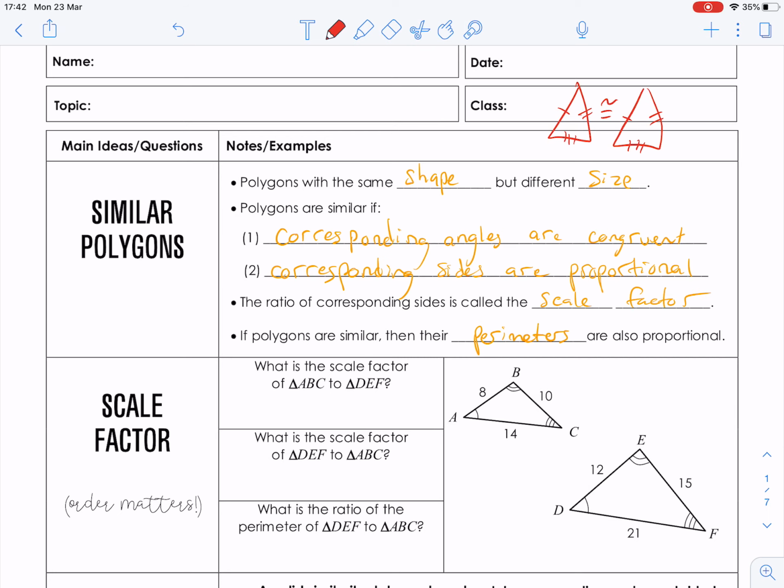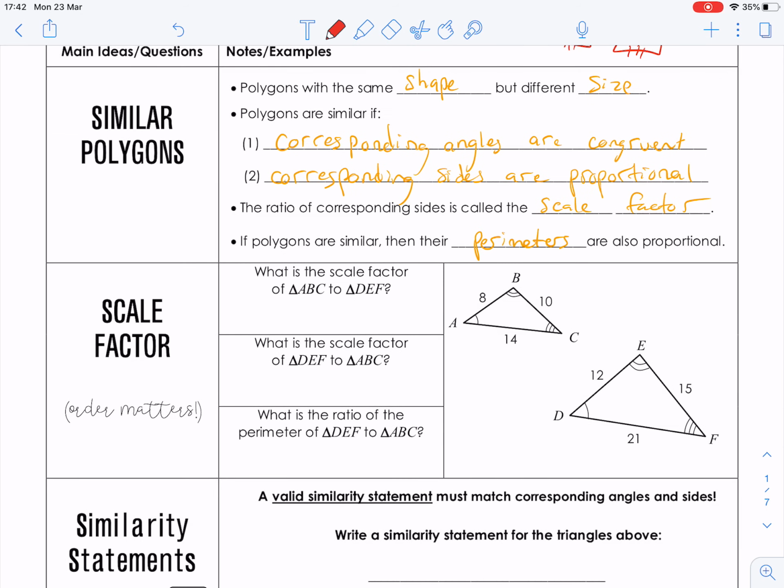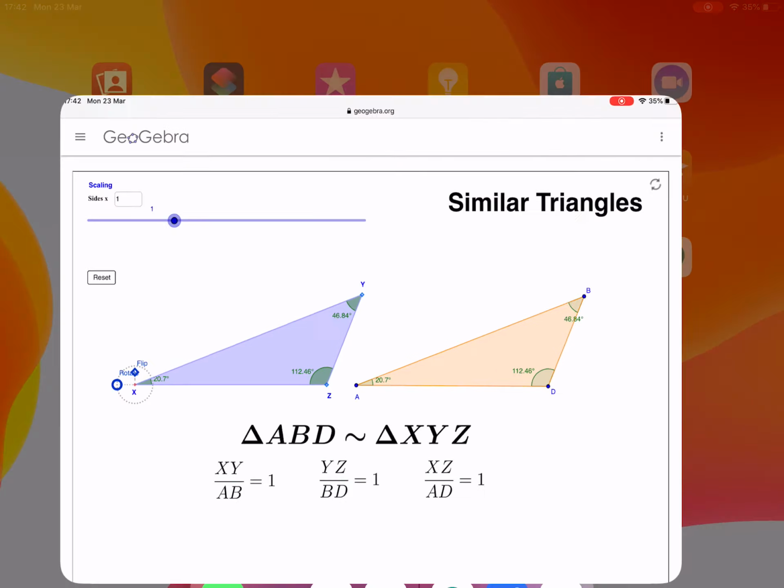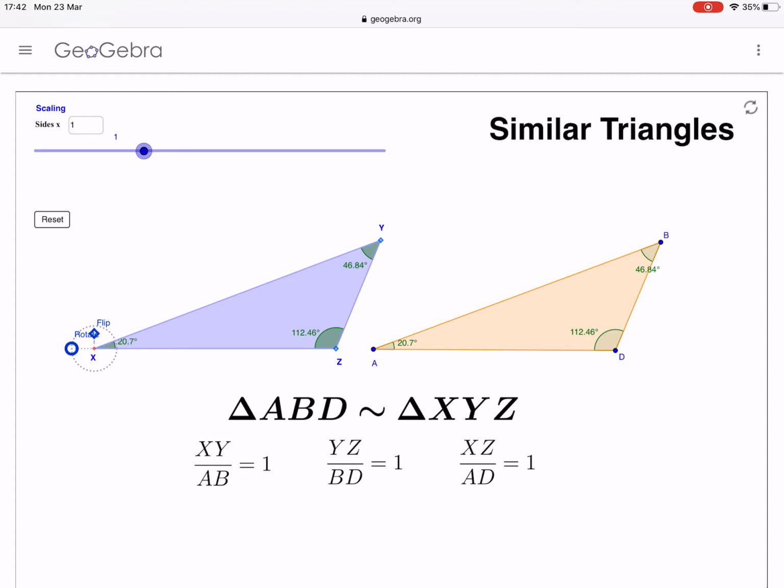So what this means is they are similar if they have corresponding angles that are congruent and corresponding sides that are proportional. So let's talk about what that means real quick. For example, these are similar triangles. We can see that they have corresponding angles. So we have angle X and angle A are congruent. Angle Y and angle B are congruent. And angle Z and angle D are congruent. And since those angles are congruent, these are similar triangles, and their sides are then proportional.